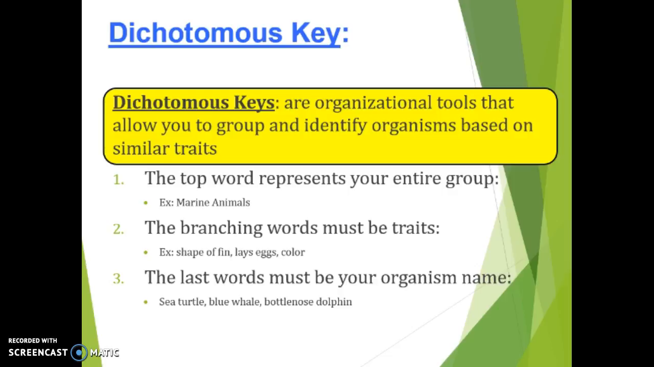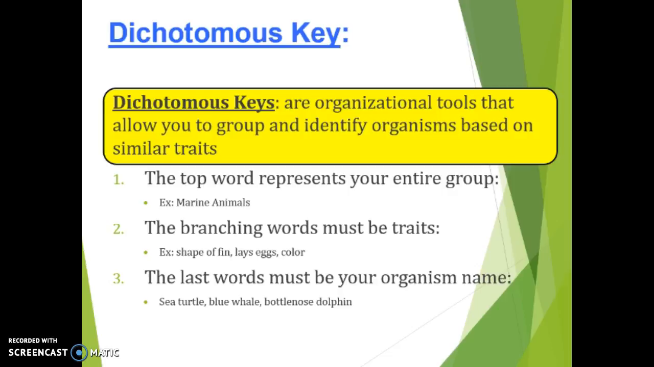Alright guys, when we get into the dichotomous key, these are organizational tools that allow you to group and identify organisms based on similar traits. Alright, so we're going to look at a couple examples in a little bit. And if you need to pause the video because I'm going too fast, just go ahead and pause it, not a big deal. Remember, you're taking notes on this stuff, so you take as much time as you need.